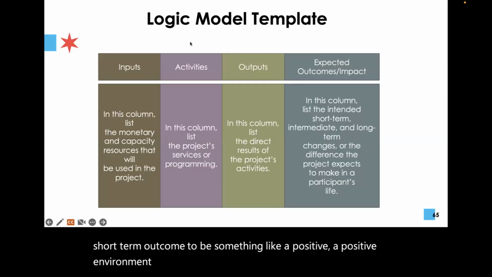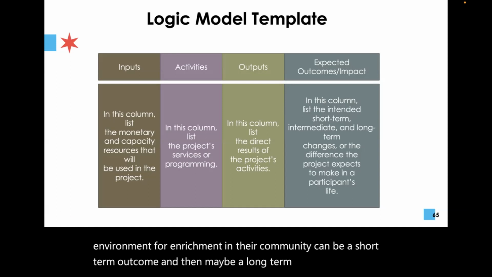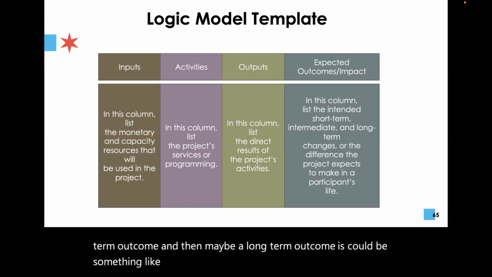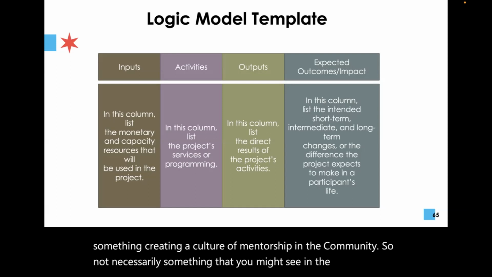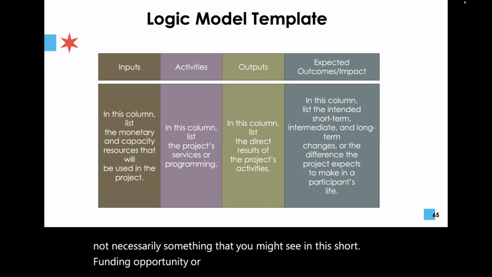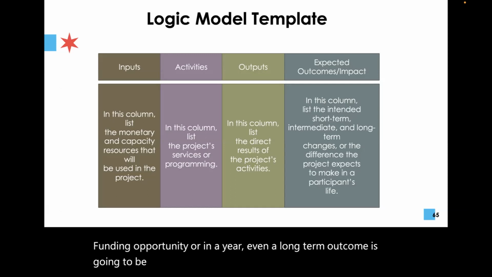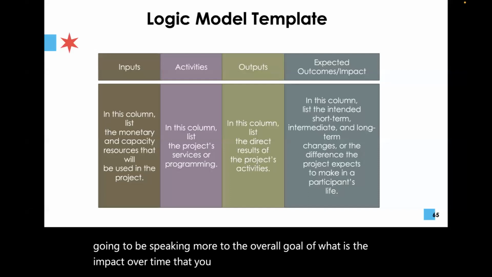environment for enrichment in their community can be a short term outcome. And then maybe a long term outcome could be something like creating a culture of mentorship in the community. So not necessarily something that you might see in this short funding opportunity or in a year even. A long-term outcome is going to be speaking more to the overall goal of what is the impact over time that you're expecting to see if this program continues and can make in the participants' lives.